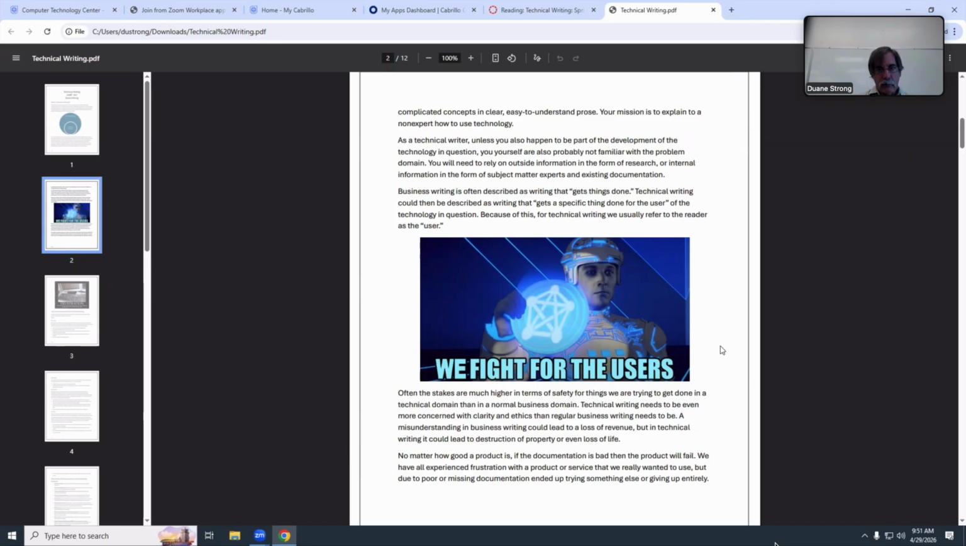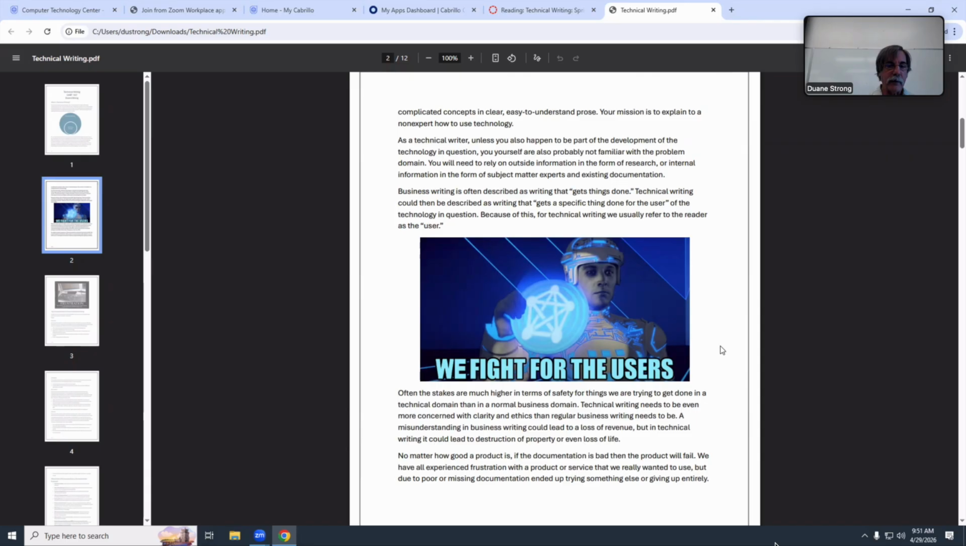As a technical writer, unless you're part of the development team, like if it's a software product, unless you're part of the software development team, often people wear more than one hat. But if you're like, I'm just a technical writer here, you're not going to know about this problem domain yourself. You're not going to know anything about this product yet, or even some of the technology terms. So you yourself are not familiar with the problem domain.